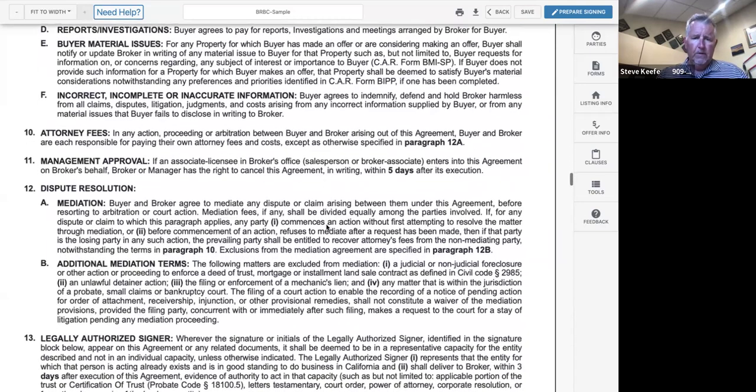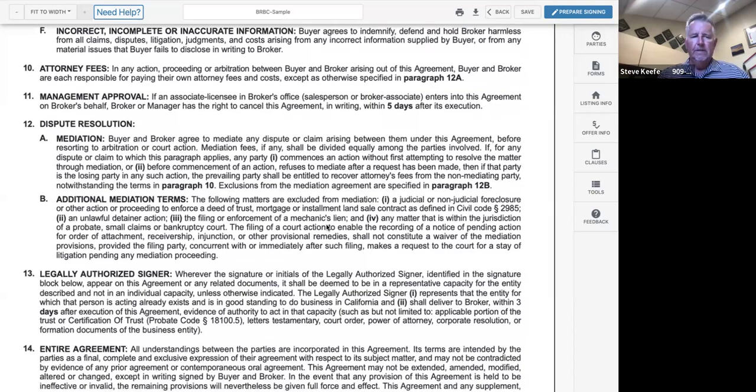Attorney's fees means everybody is going to have to pay their own attorney's fees unless things are mediated. There are some provisions that could allow for attorney's fees to be awarded. Management approval gives 5 days for management to approve any of these agreements. And then dispute resolution is the same as it usually is, mediation.